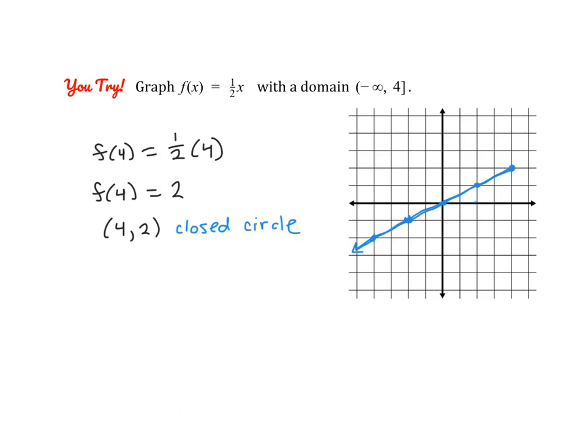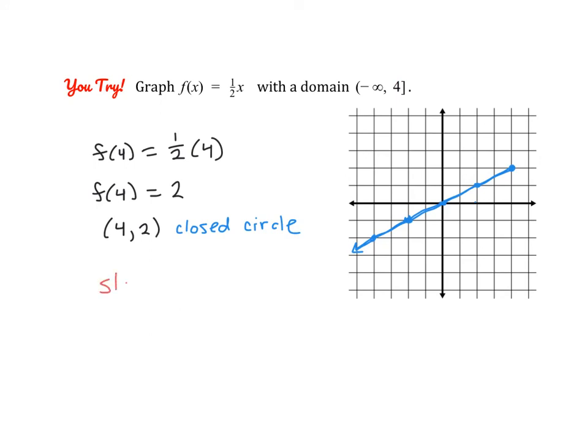Okay, so here we wanted to restrict our domain to everything from negative infinity to positive 4. So it's essentially everything less than or equal to 4. We can find that upper boundary by finding f of 4, and that gives us the coordinate 4, 2. So we would put a closed circle there because it is included.